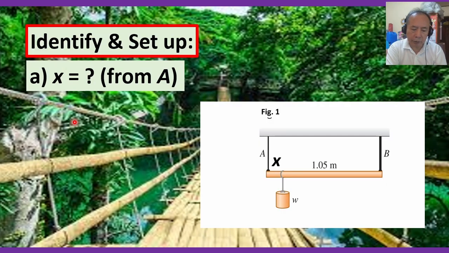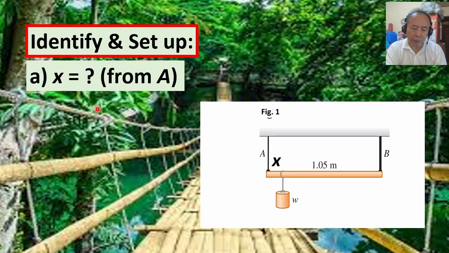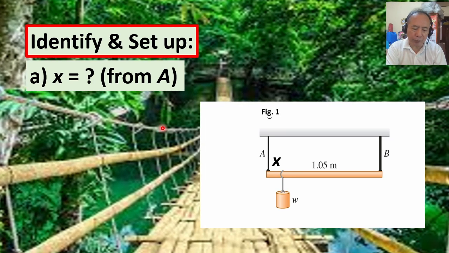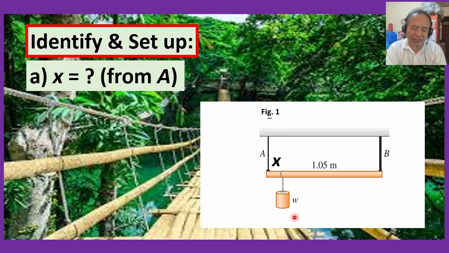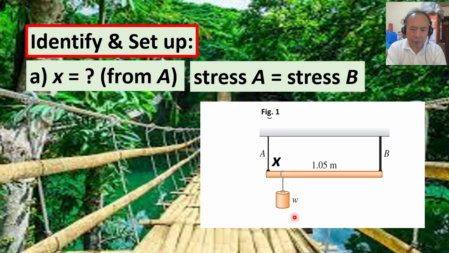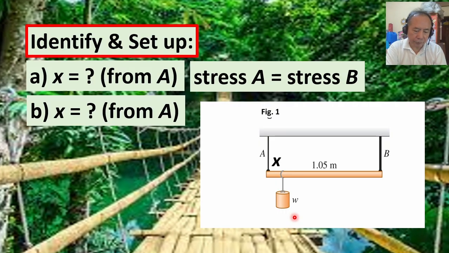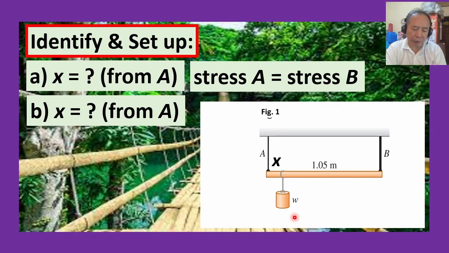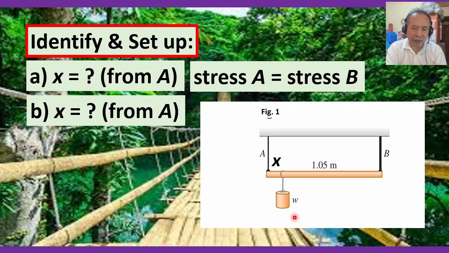Our target variable in part A is the position X from wire A along the rod where a weight W should be suspended to produce equal stresses in wires A and B, and in part B, the position X from wire A where the weight W should be suspended to produce equal strains in wires A and B.